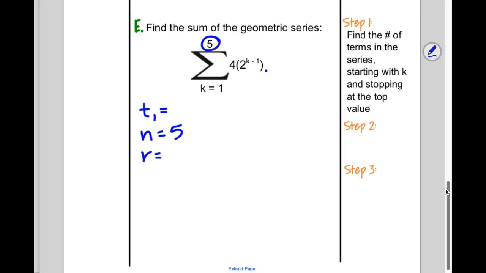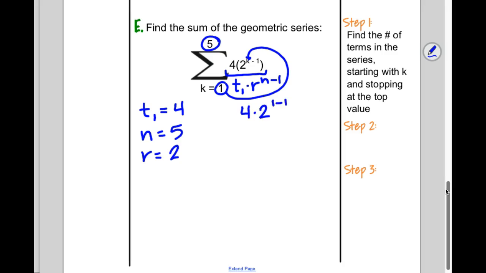Term 1, well, this is our explicit formula. Remember, this is term 1 times R to the N minus 1. So term 1 is 4. And R is 2. Now, some of you might be going, well, how do I know that's the first term? So if we want to know that this is guaranteed to be the first term, let's put 1 up in here. So you get 4 times 2 to the 1 minus 1 power. Well, 1 minus 1 is 0, so now you got 4 times 2 to the 0. Anything to the 0 power is 1, so now you got 4 times 1, which is 4.